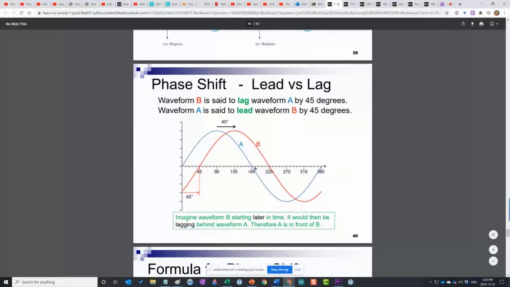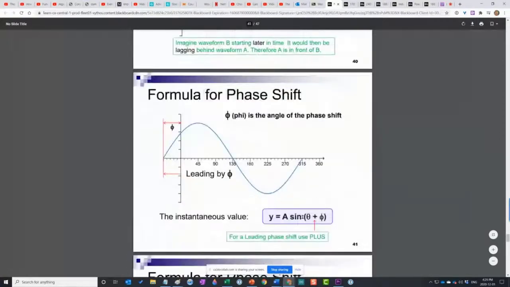So if we're at the time, let's say right here, if I look back in time, this is before. So this waveform started before waveform A. So waveform A started before waveform B. So therefore it is leading. So when we're doing leading, we do A plus.